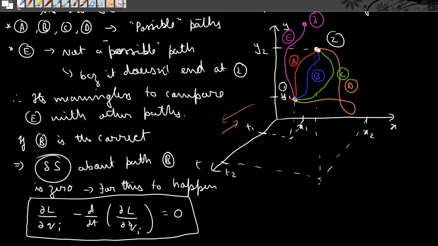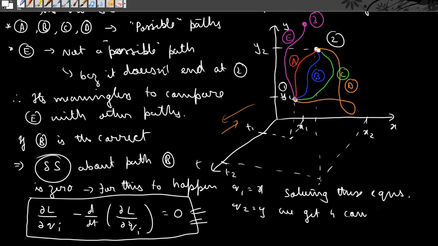Now when we solve this equation, in our case i ranges from 1 to 2 because we have x and y. So q1 equal to x and q2 equal to y, say. And so correspondingly there will be two such equations, and therefore solving these equations, as we have already seen, we will get 4 constants. We get 4 constants due to integration.